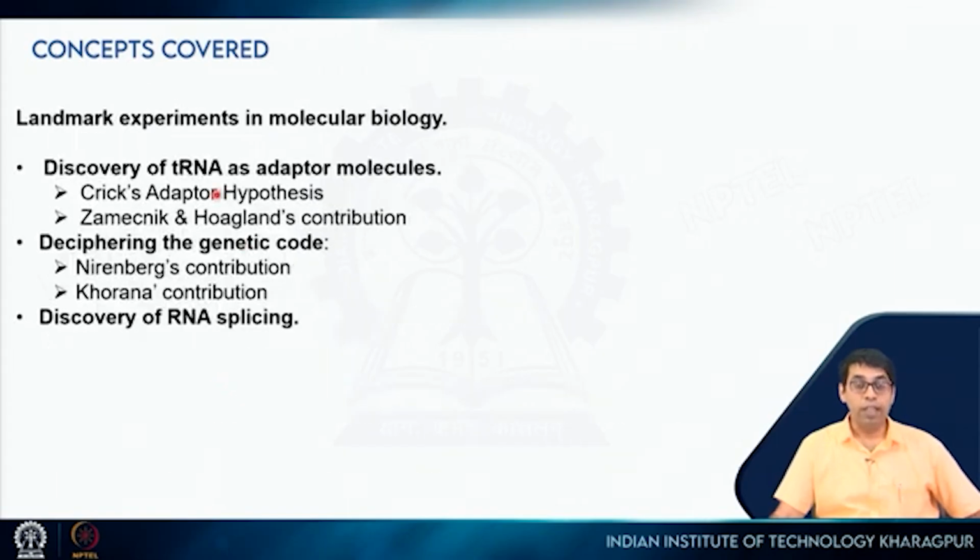Then the discovery of tRNA as adapter molecules, deciphering of the genetic code, which is the dictionary used to synthesize proteins from the message encoded in DNA or RNA, and finally the discovery of RNA splicing. Again, this does not cover all the important experiments in biology, but it will give you a flavor of how real science is done.